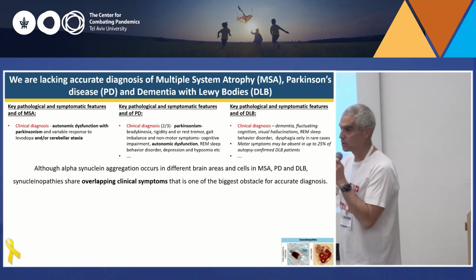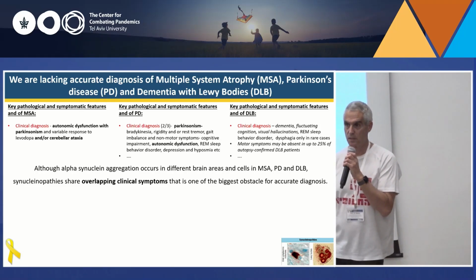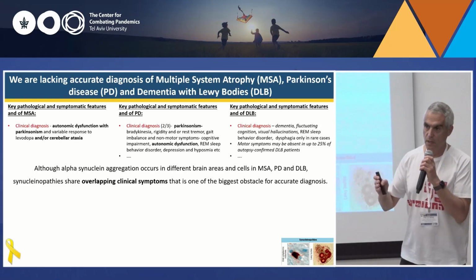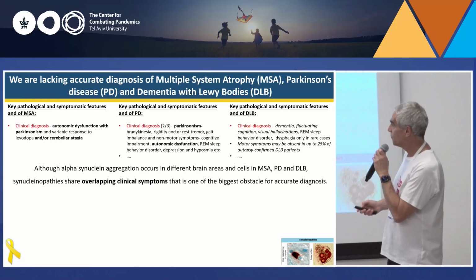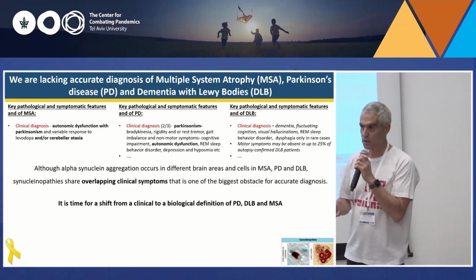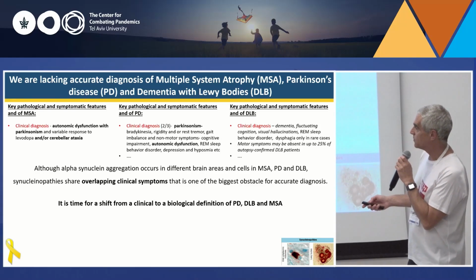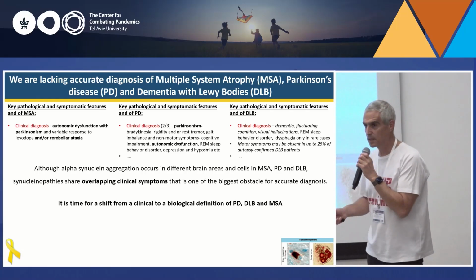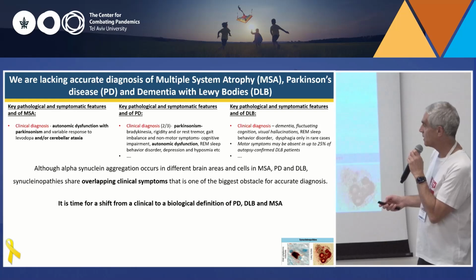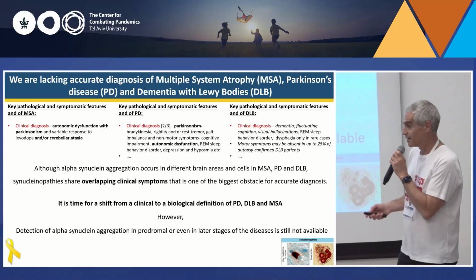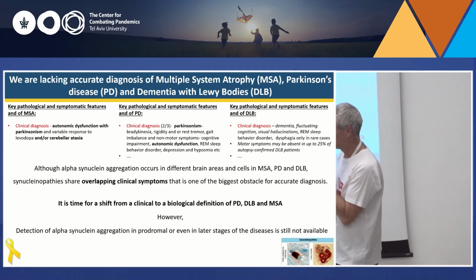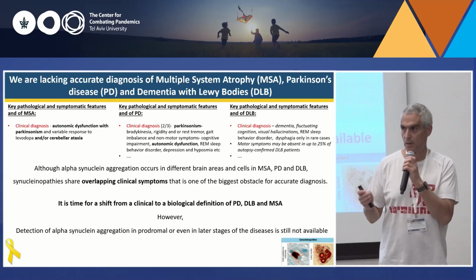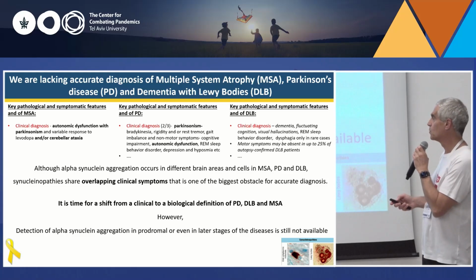So when you go to the doctor in early phases of the disease, in many cases, they won't be able to tell you if you have MSA or PD or DLB. And therefore, what we are trying to suggest, not only us, but also the field, is a time shift from a clinical to a biological definition of PD, DLB, and MSA. And the problem is that the aggregation of synuclein in the prodromal stages of the disease is invisible. And we need to find a way to see it.